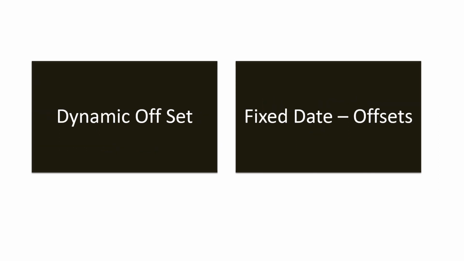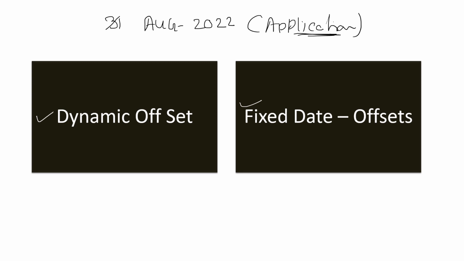Then we should know the concept of dynamic offset as well as the concept of fixed dates offset. Just now we saw that a client or organization has decided that effective from the month of August, we are going to do the payroll run in the application. So what will be my cutoff date? What will be my payslip availability date? When will be my payroll run date? What are my date earned? What are my date paid? And what is the plan submission date?